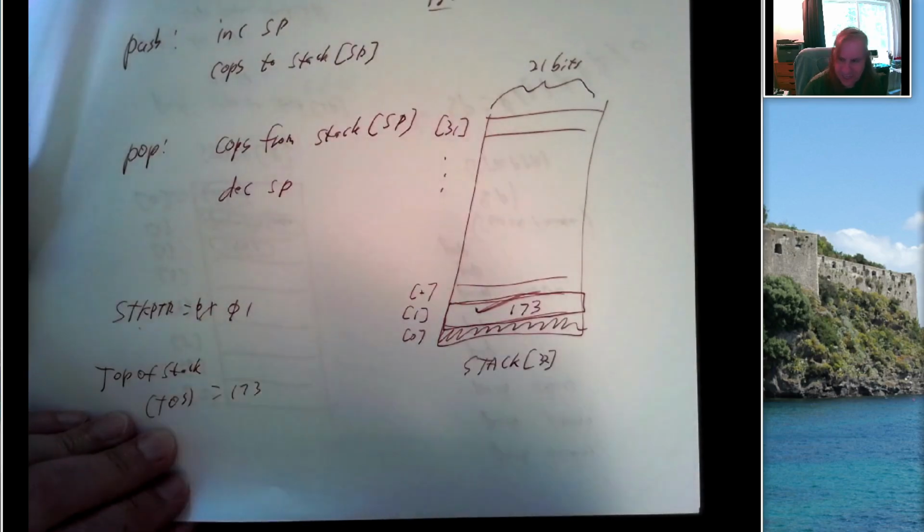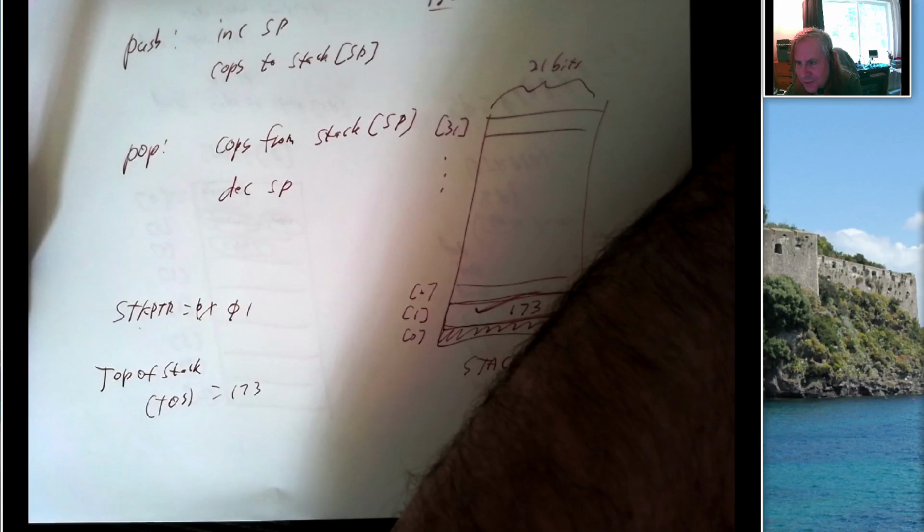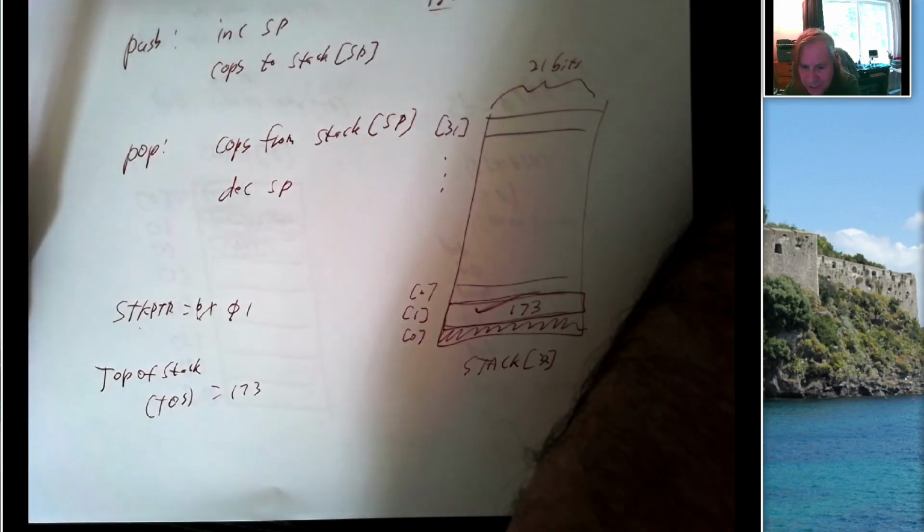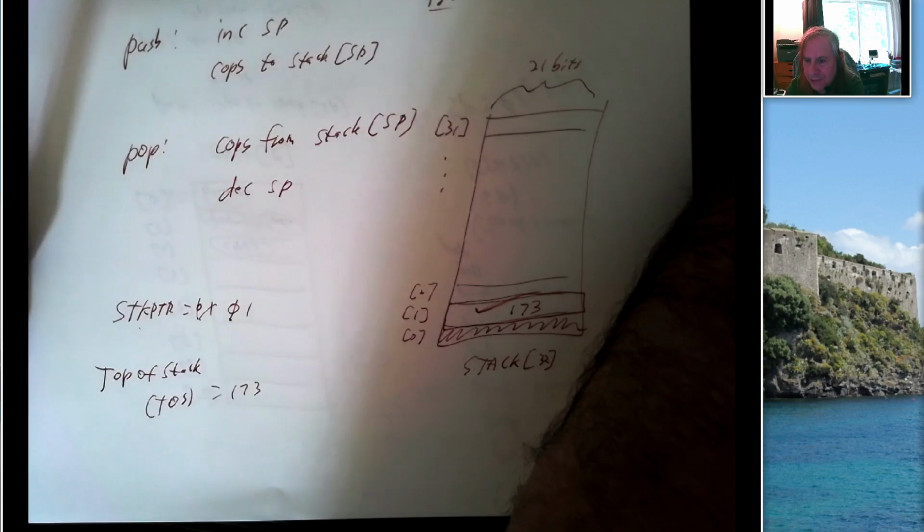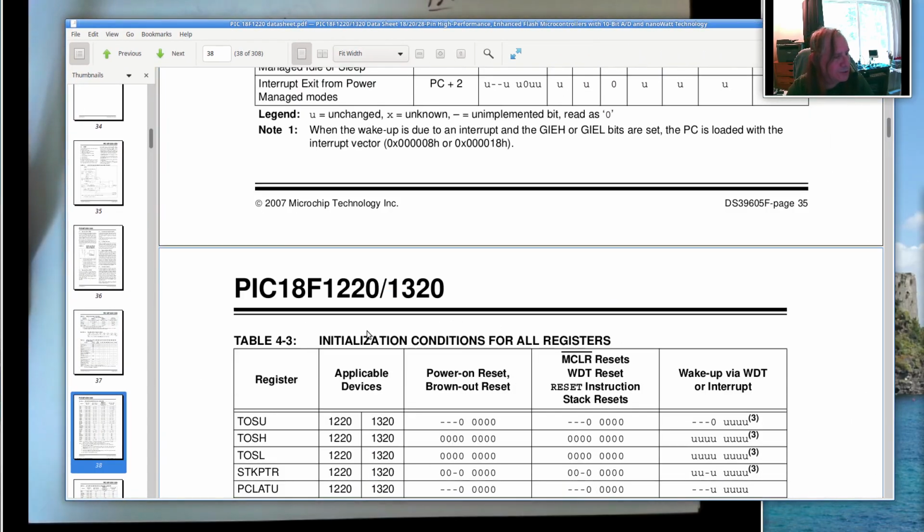Well, the top of the stack, that's a special function register, but special function registers only store 8 bits. So how does this work? Well, it turns out we use 3 special function registers, TOS L, H, and U. TOS L, that's the lower 8 bits of the stack register. TOS H, that's the next 8 bits of the stack register. And TOS U, that's the upper 4 bits of the stack register. So we've got 8, 16, a total of 20 bits.